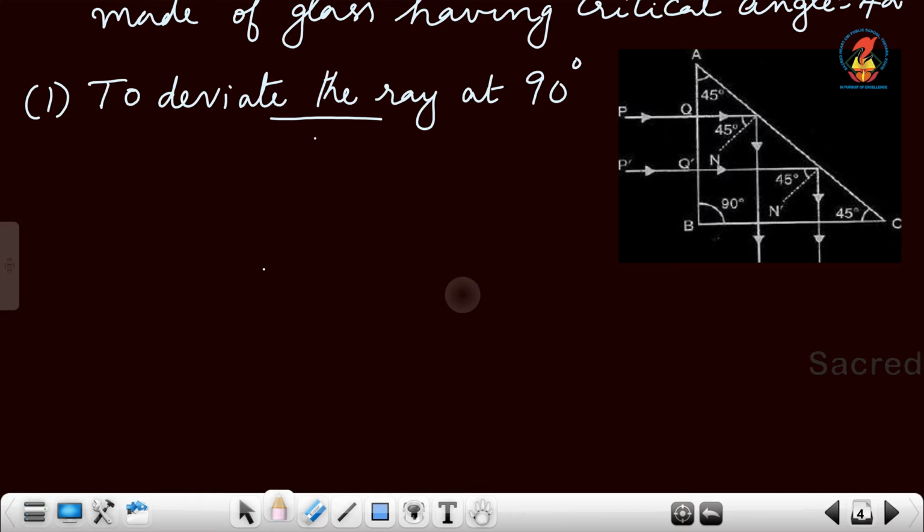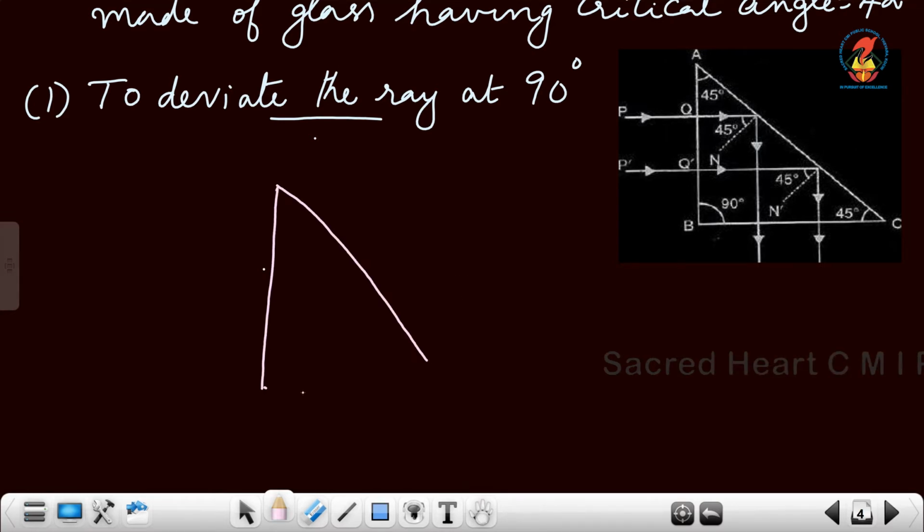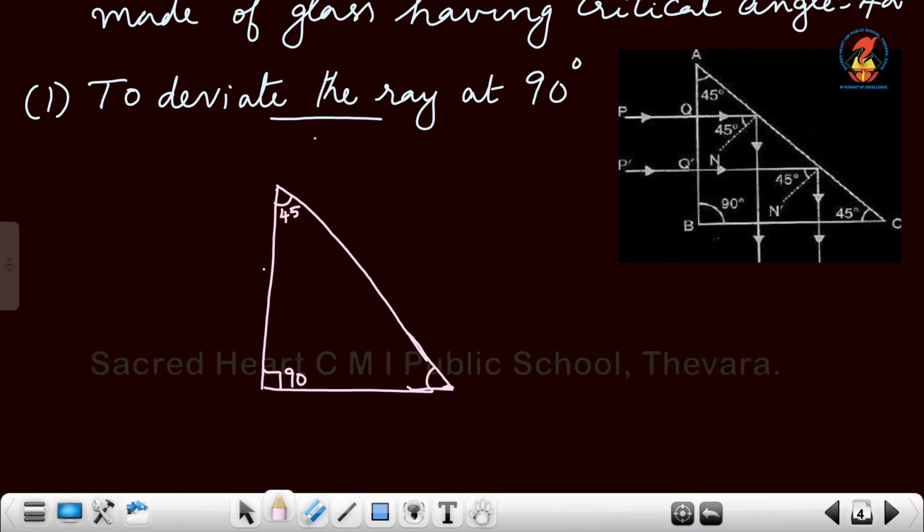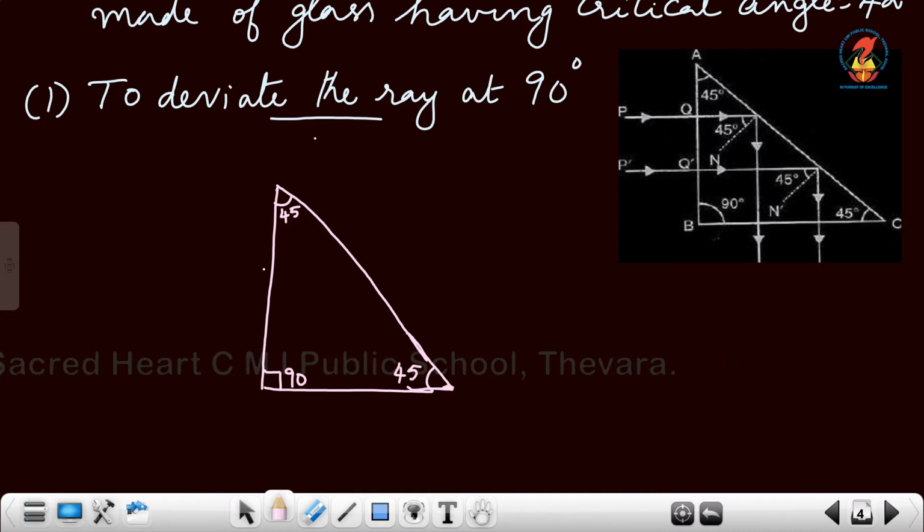So, let us see how this happens. This is our right angled isosceles prism. So, this angle is 90 degree. This will be 45. This will also be 45. So, the sum will be 180 degree.